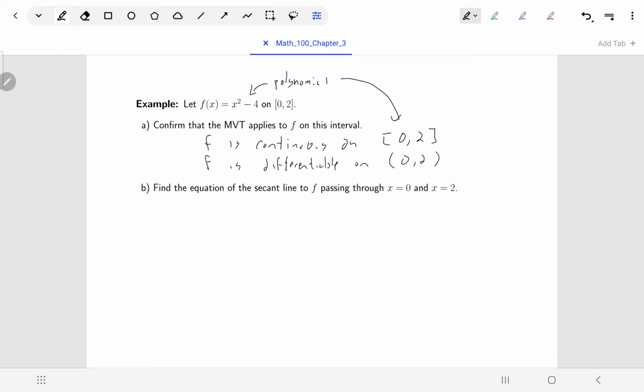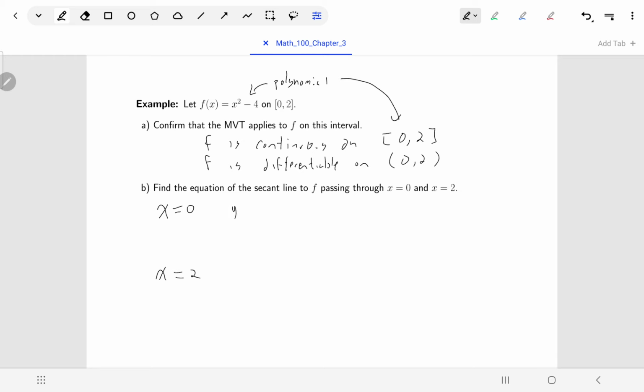First, we're going to find the equation of our secant line. For that, I just need to do a little bit of calculating. I know what the x values are for my secant line: I've got x equals 0 and x equals 2. And I need to find out what y is.